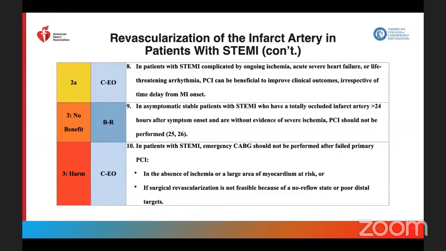In patients with STEMI, emergency CABG should not be performed after failed primary PCI in the absence of ischemia or a large area of myocardium at risk, or if the surgical revascularization is not feasible because of a no-reflow state or a poor distal target.